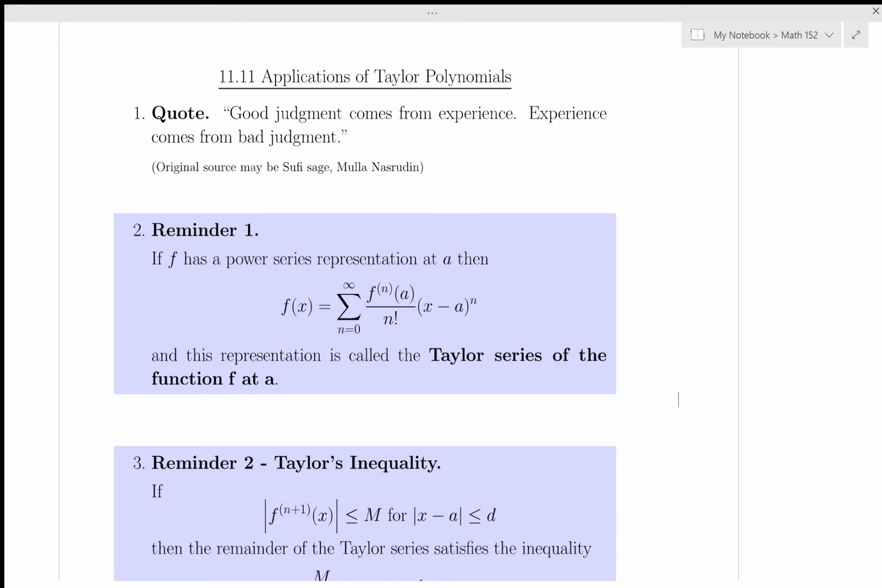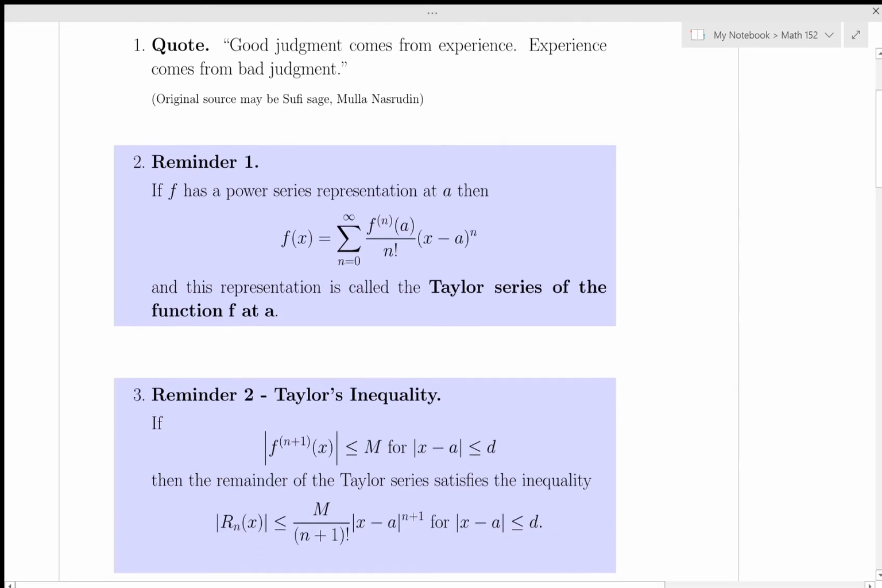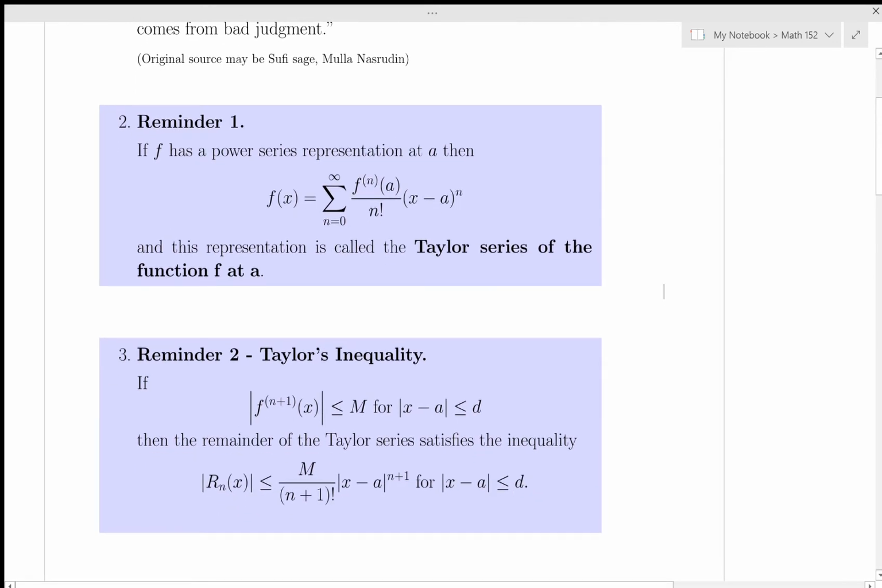Okay, so what we have here is a reminder of what we saw last lecture. If a function has a power series, and we're basically just going to assume that with the functions we're using, then there is how you represent the function as a power series, and you need to be able to compute those derivatives at some number a. That number is sometimes chosen to be 0, but that is where we center the power series. That representation is called the Taylor series of the function f at a.